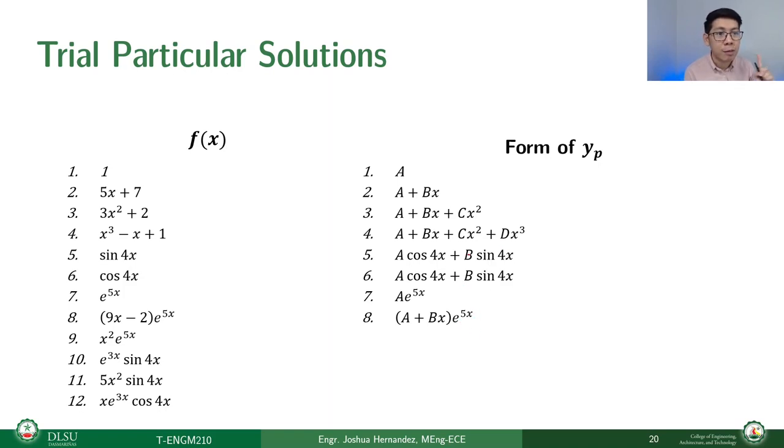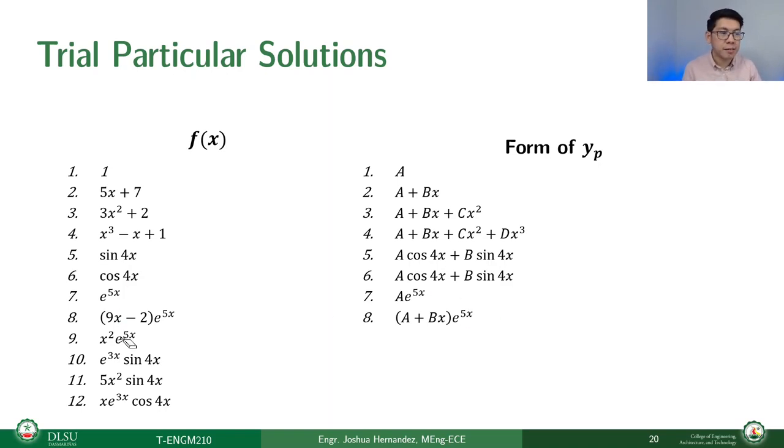Now, this is what you should remember when you encounter an exponential. When you encounter an exponential function that is multiplied, a product, in your forcing function f of x, always remember that the exponential is simply multiplied, and then the rest, do your magic. So if this is an algebraic or polynomial expression, we know that case 1 is A plus Bx, and then simply multiply e raised to 5x. The exponential function is cool, right?